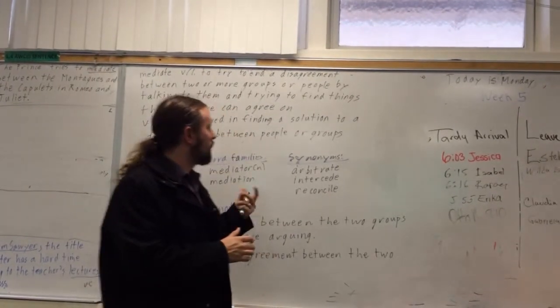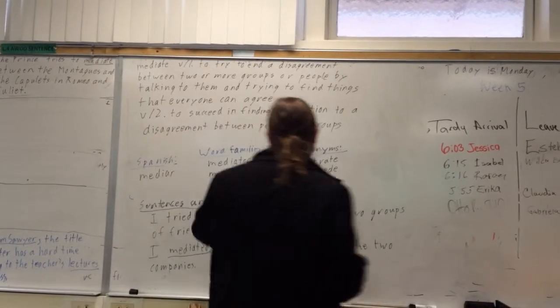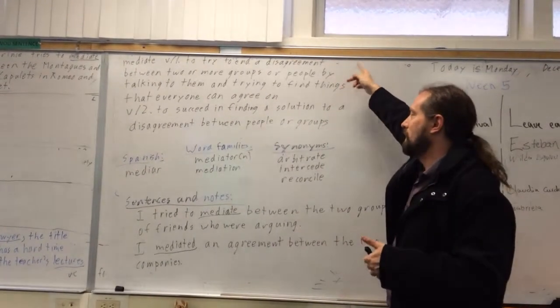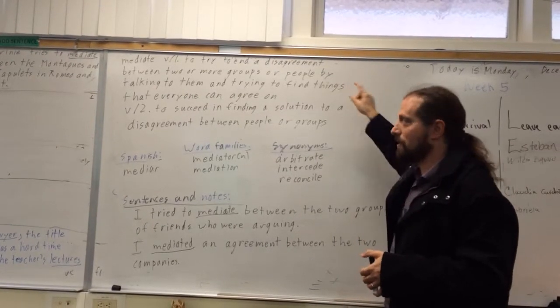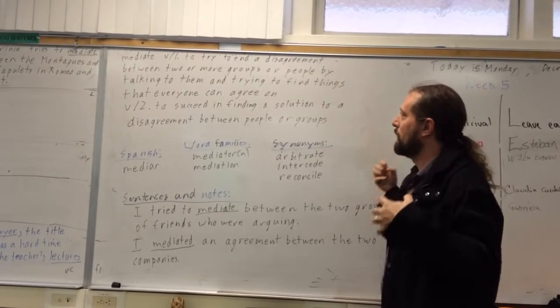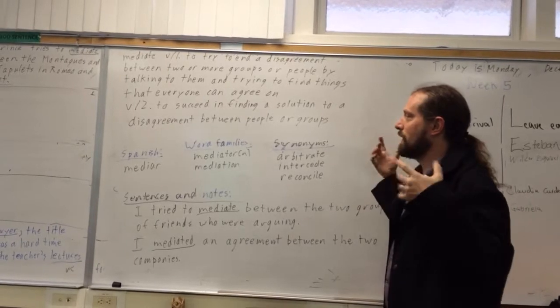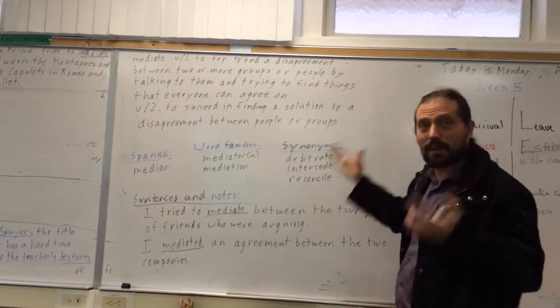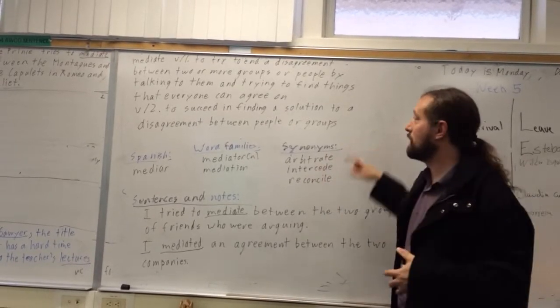So mediate is a verb, it's an action, and it basically means to try to end a disagreement. There are two meanings. One is to try to end a disagreement between two or more groups of people by talking to them and trying to find things that everyone can agree on. So this one is you're trying to solve a conflict, an argument.